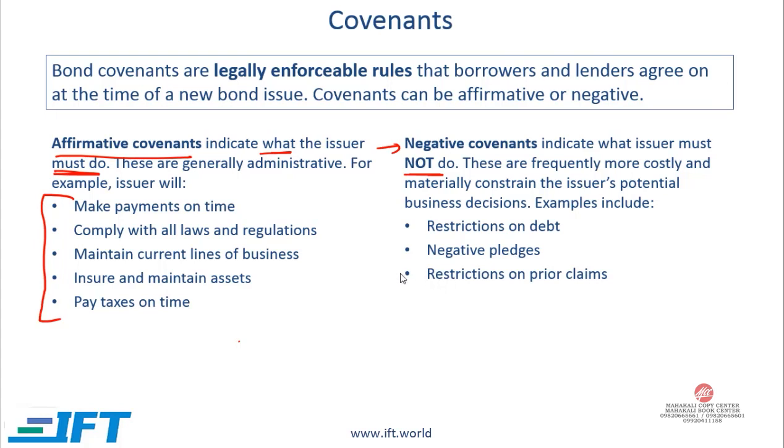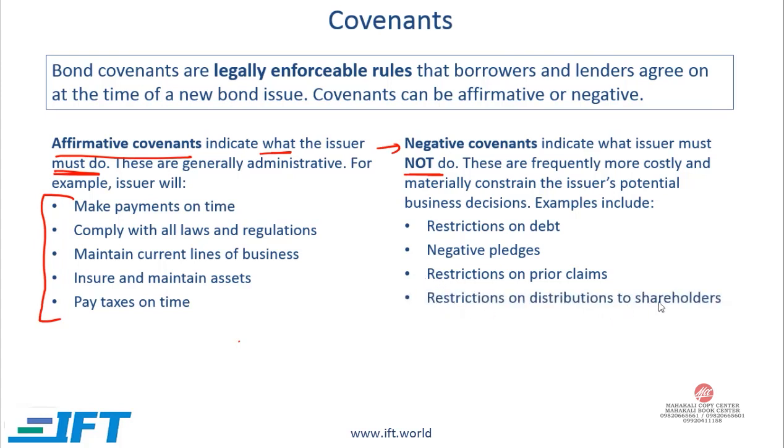Restrictions on prior claims. The objective here is to protect unsecured bondholders by preventing the issuer from using assets that are not collateralized to become collateralized. If you recall from the earlier slide, unsecured bonds do not have any particular assets backing them up. The unsecured bonds have a general claim on the assets and cash flows. So if a company identifies assets and defines them as collateral for other bonds, that would compromise the credit quality of the unsecured bonds.